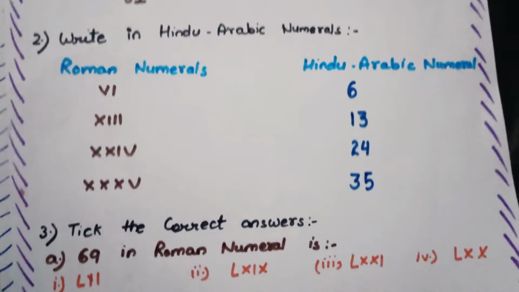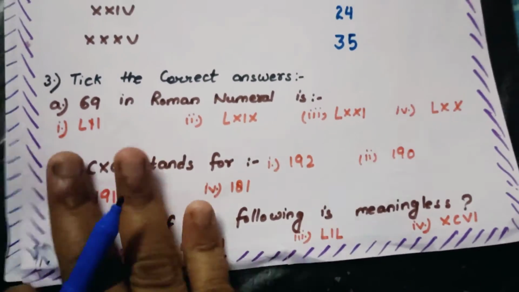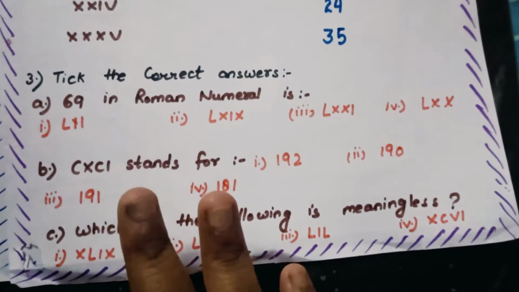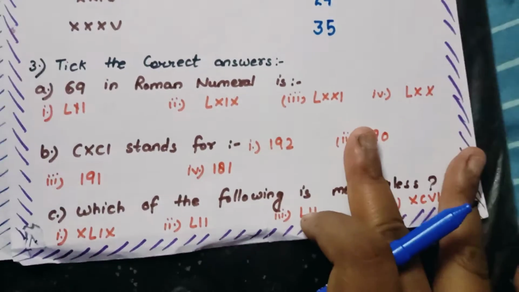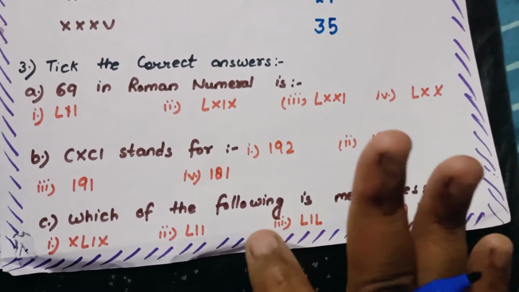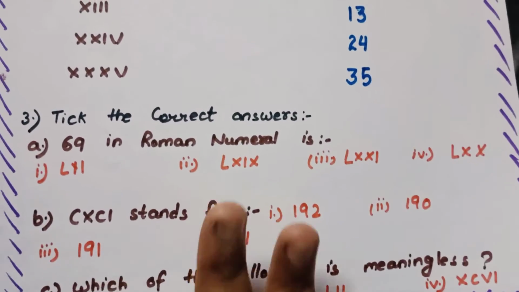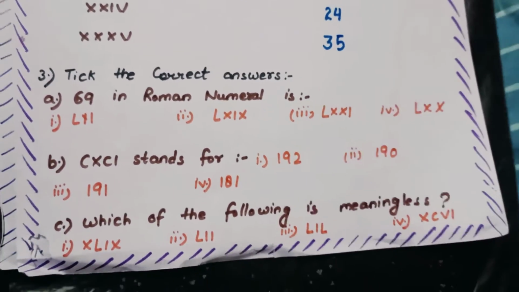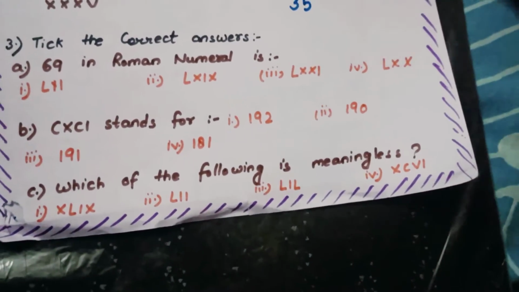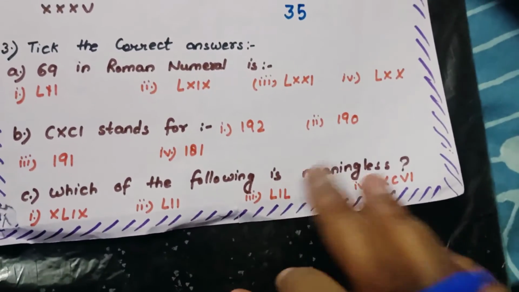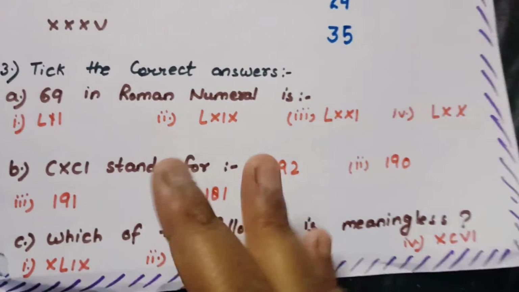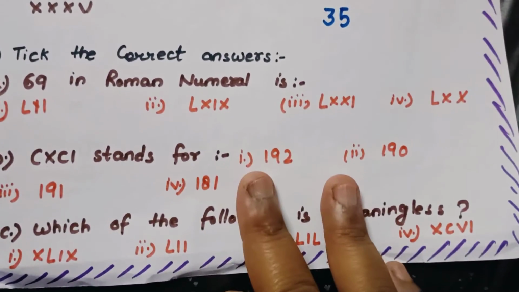Okay, then we can see our next question over here is tick the correct answers. And over here, there are 4 options given. Students, I have taken these questions from the Mental Maths Corner in your maths book, that is on page number 28. Okay, you can see Mental Maths Corner on page number 28. From there I am explaining these questions.